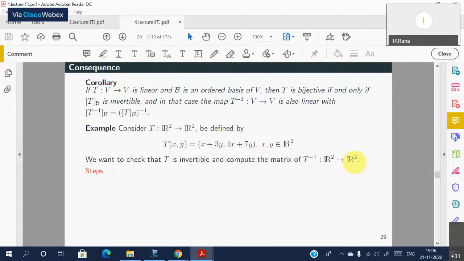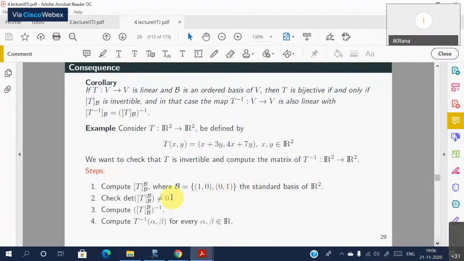So, invertibility and computing the matrix. This is an example to give practice that we normally do for our students. Compute the matrix of T with respect to the standard basis, check that the determinant is not 0 so the inverse is available, and compute T inverse of alpha beta. So what will be T inverse? How do you compute T inverse given T? That itself also requires work, going back to x y. So find a formula for T inverse and then find its matrix representation.